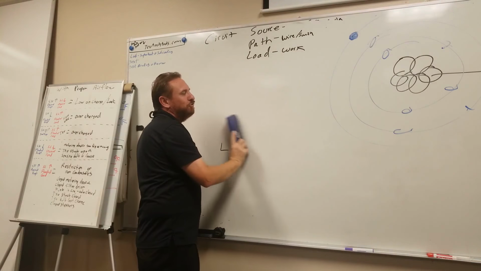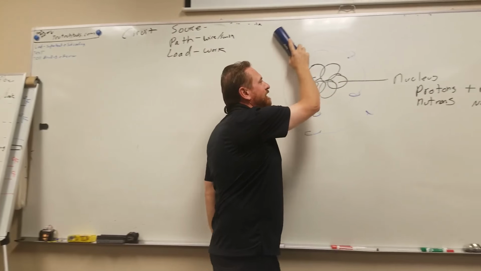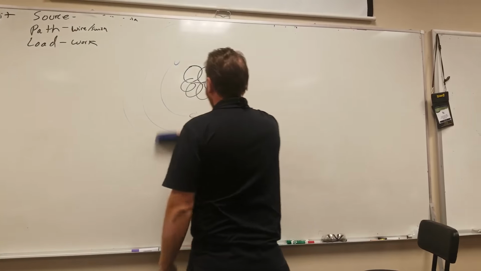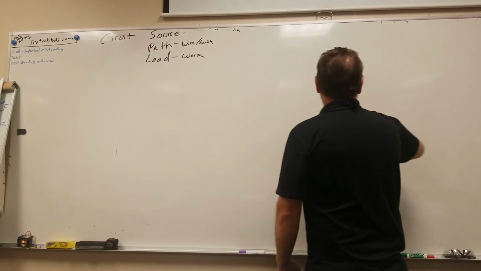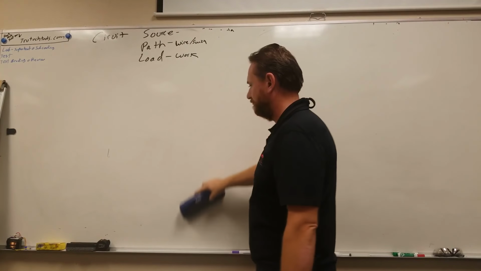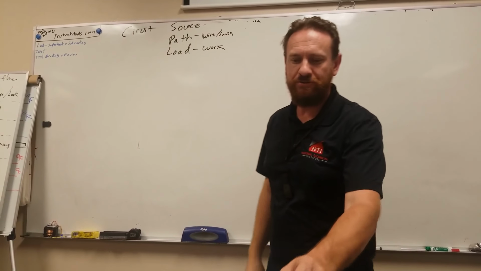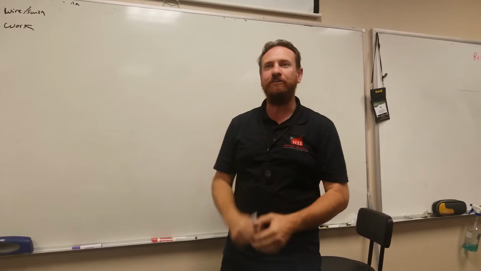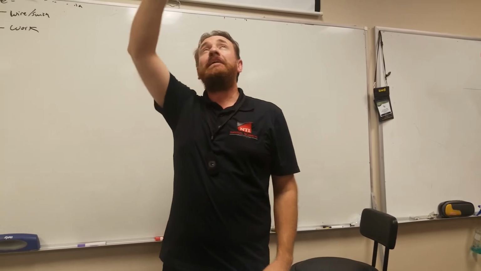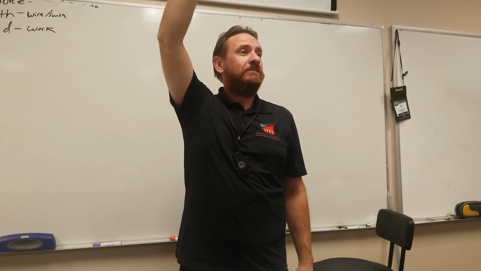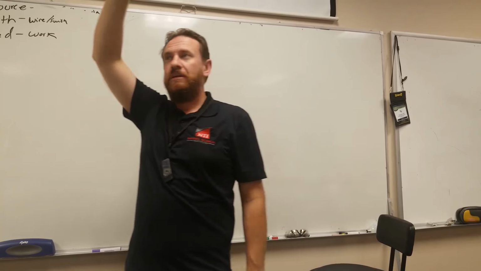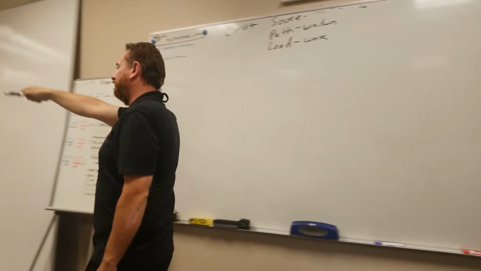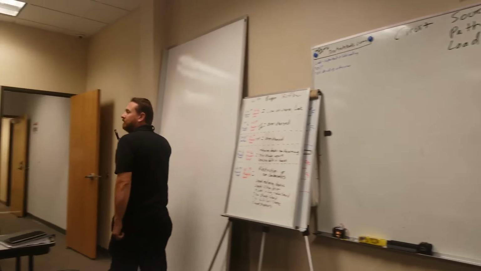So we must have a source, a path, and a load for anything we do with electricity. Source, path, and load. So far, so good? We have the light bulbs. That's our load. The wire's running, and also the switch is our path.